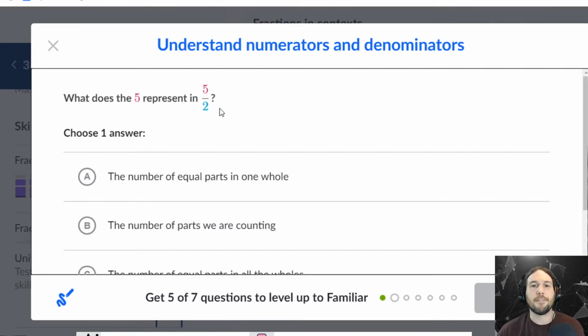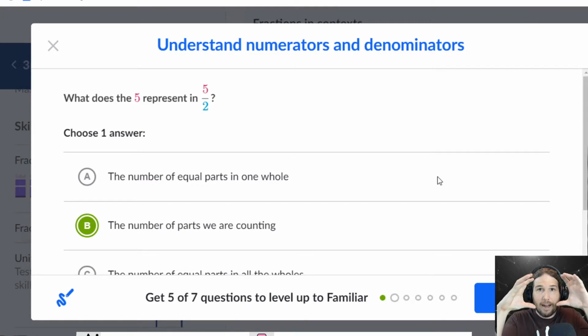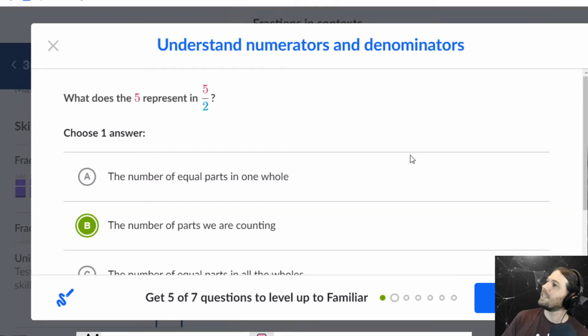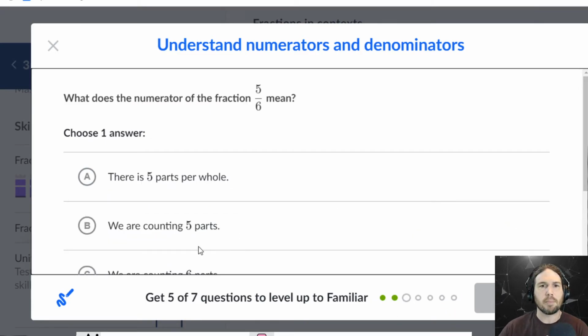The 5 in 5/2 represents the number of parts we are counting. And each part is worth 1/2. Each part is half of one whole. Yes, this is technically what some call an improper fraction, but I don't really mess around with that kind of vocabulary. There's nothing really improper about improper fractions. It's just, is the fraction worth more or less than 1, really? I don't see any need to give them different names.